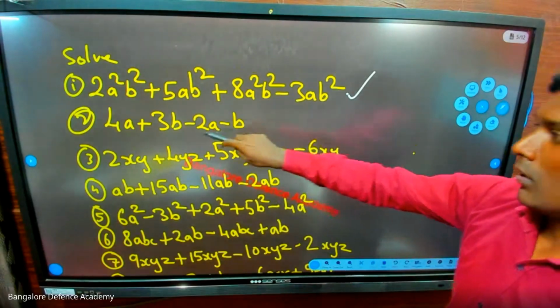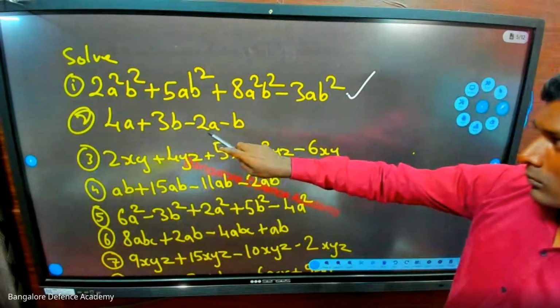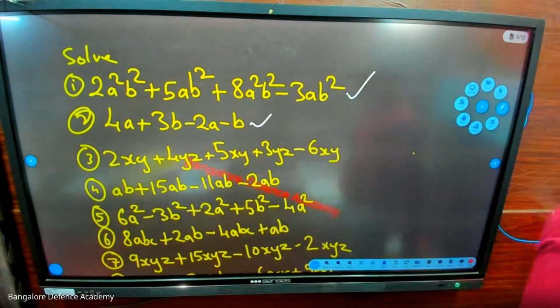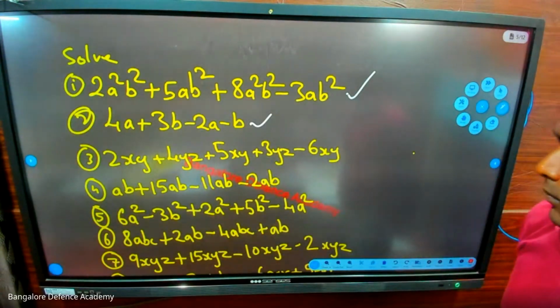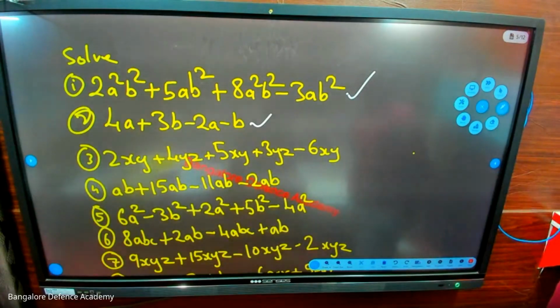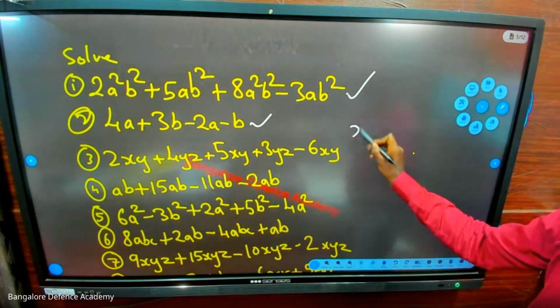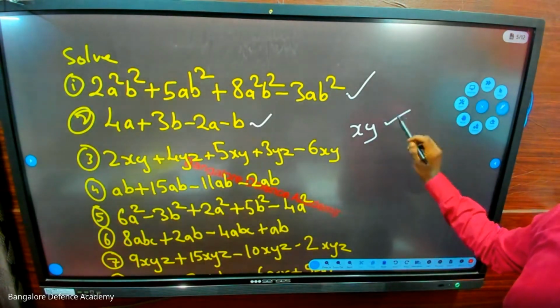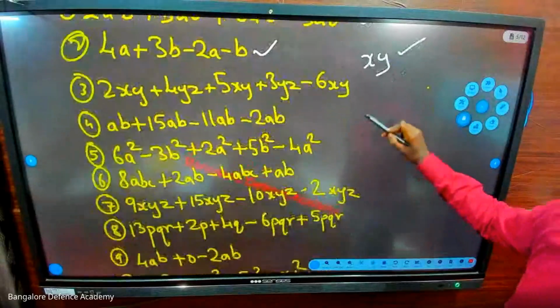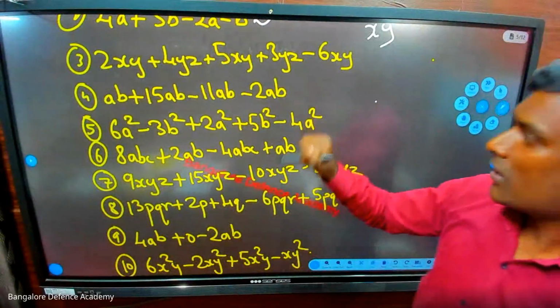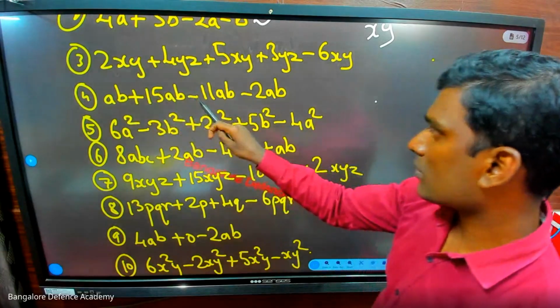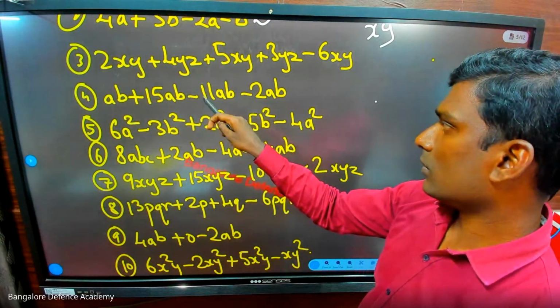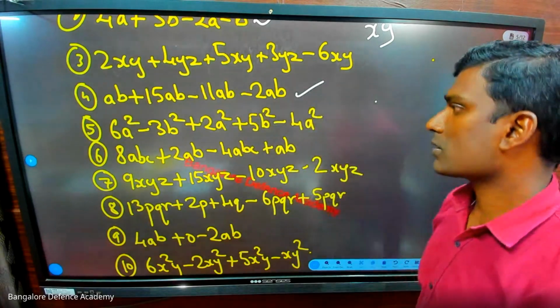2ab + 2b. 2a b + 2b. Correct. Next. 1 - 1x. Correct. -1xy. Very good. +7yz. Very good. Next. 3ab. 3ab. 8 minutes. 16 minus. Very good. Next.